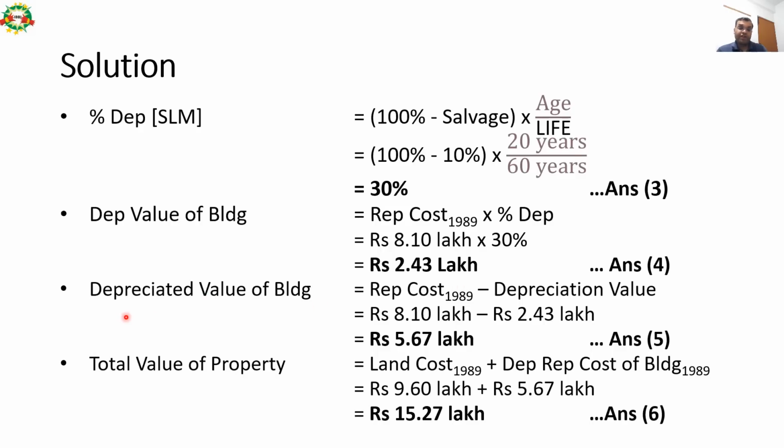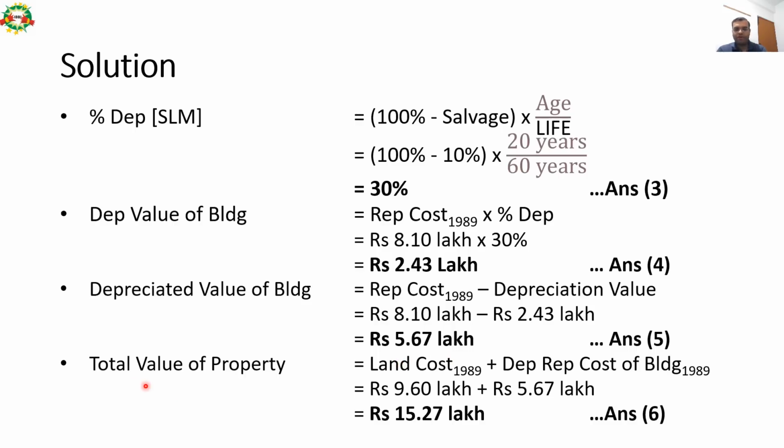Next we have to calculate the depreciated value. We have discussed the difference between depreciation value and depreciated value multiple times in previous sessions, yet we see a little confusion in the two terms. So please remember, there is a difference between depreciation value and depreciated value. Depreciated value is equal to replacement cost RCN 1989 minus depreciation value. So the total value of the building minus the depreciation value gives us the depreciated value. 8.10 lakh is the total value of the building, RCN, and we have calculated the depreciation value here. So the depreciated value of the building is 5.67 lakhs.